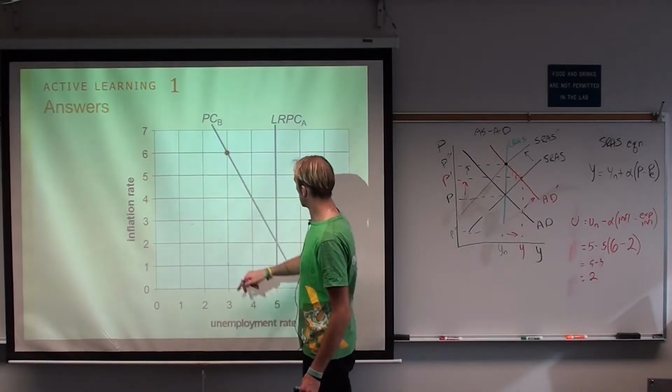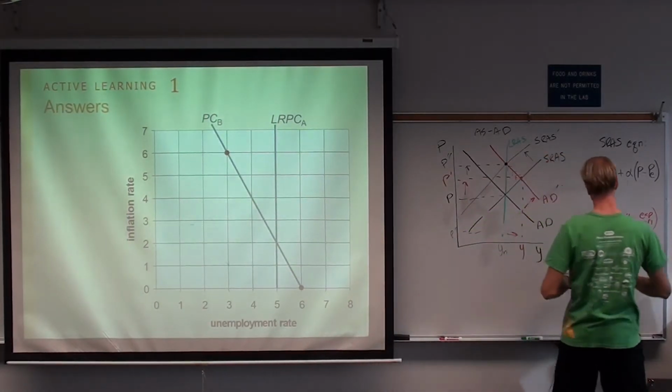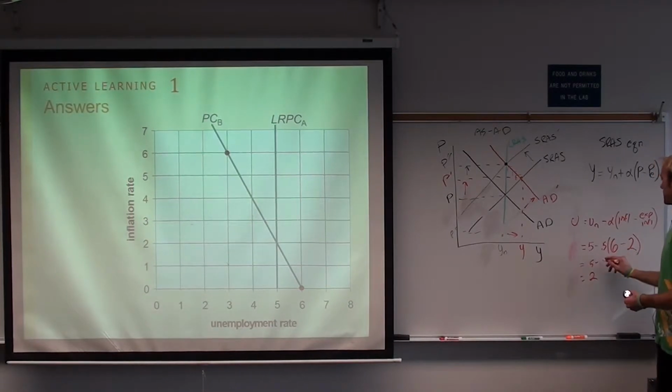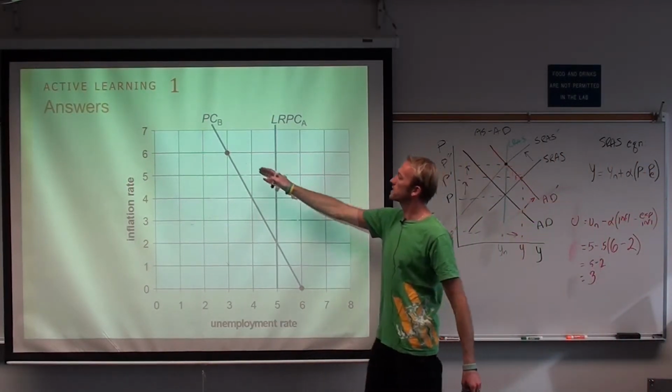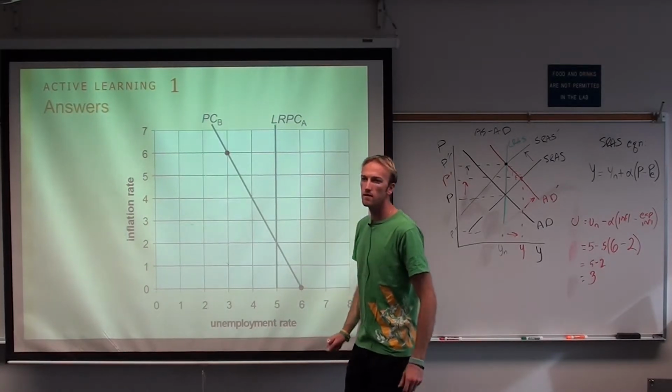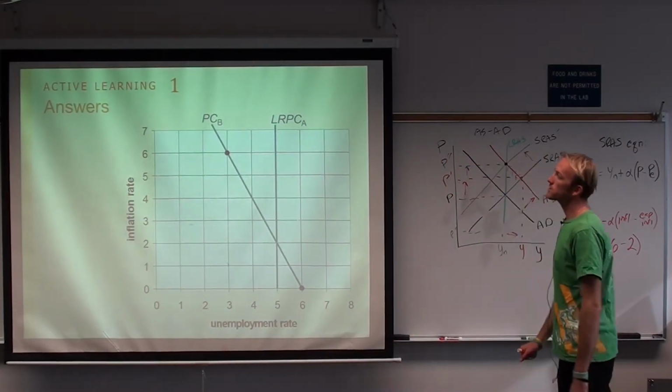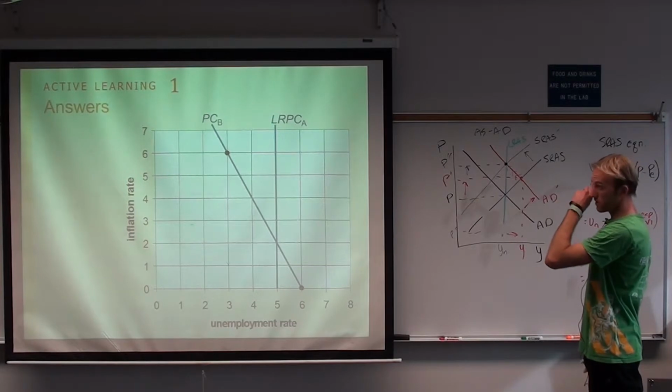When inflation rate is, or I'm doing something wrong here. 6 minus 2 is 4. 4 times 0.5 is 2. 5 minus 2 is 3. Okay, so then when inflation is 6%, unemployment rate is 3%. So that's a short-run Phillips curve right there, right? The one that curves up and down.